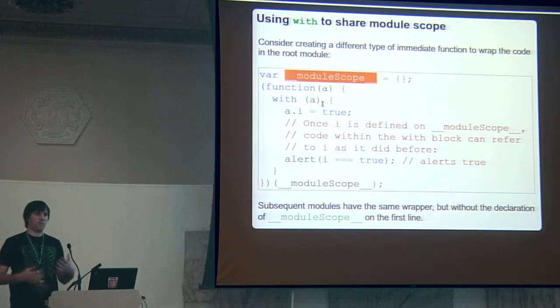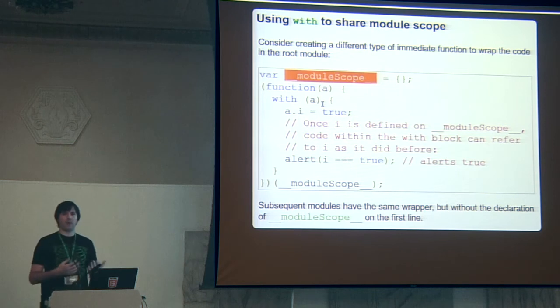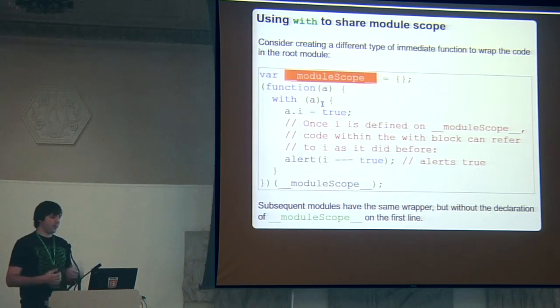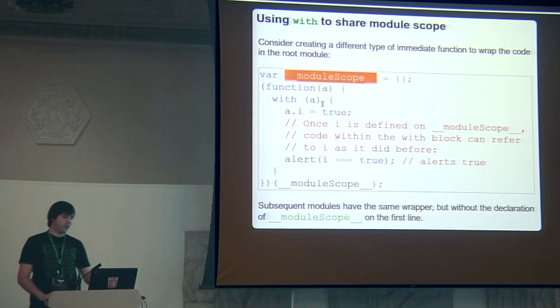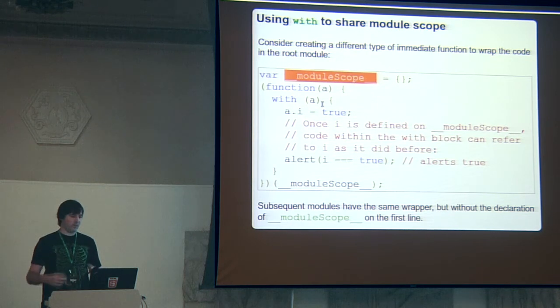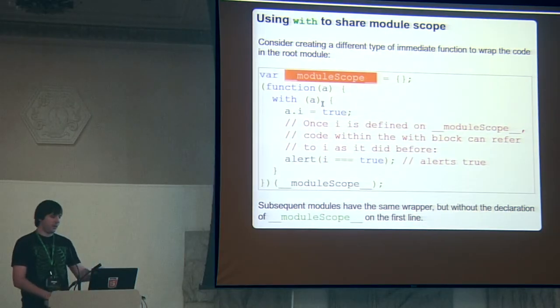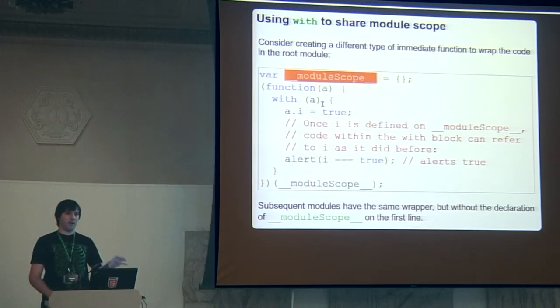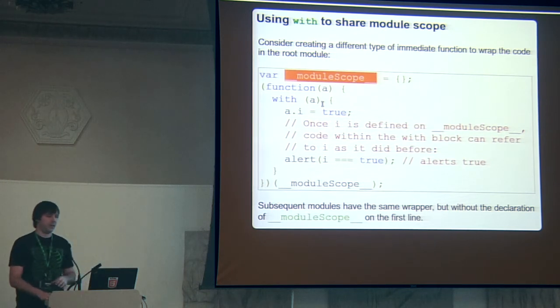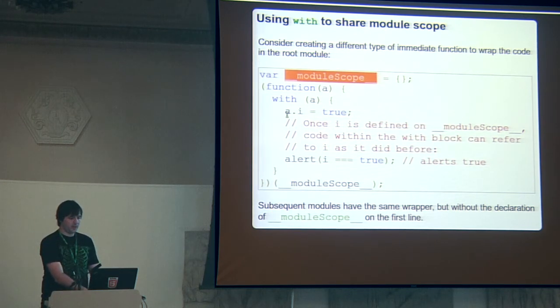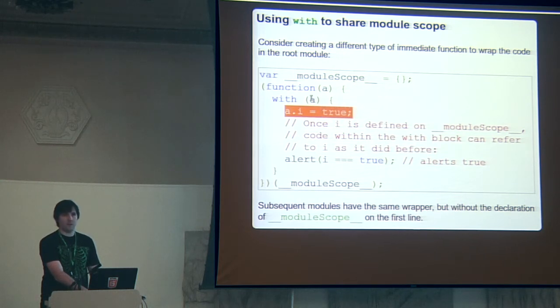And then when we do top-level assignments, like var I equals true, instead of doing var I equals true, we do, at least for the top-level assignments inside our module code, we assign them directly on the object that we are passing to with. So you notice that here, the assignment is on A, so it's directly on the scope object that we've passed in.